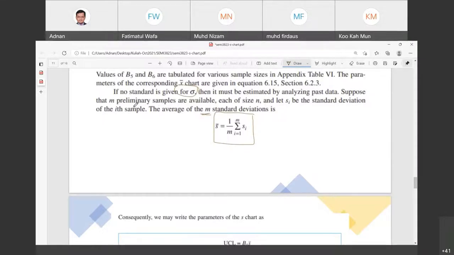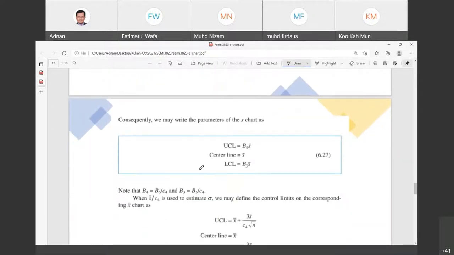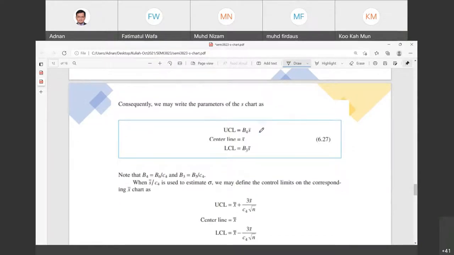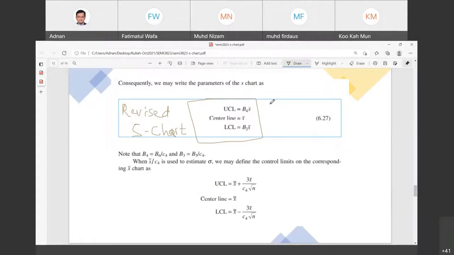Normally we use it from the preliminary sample when the process is still unstable. When the process is stable, we can use this value. This is for a stable process, or sometimes we call it for revise, for a revised S chart. Same thing that we do for the X bar chart. We discard the unstable data and we recalculate the new limit.